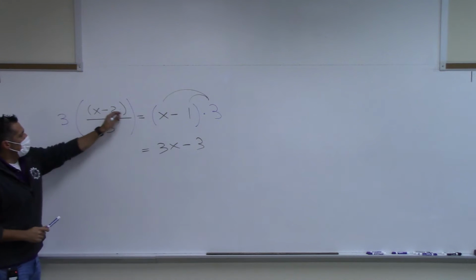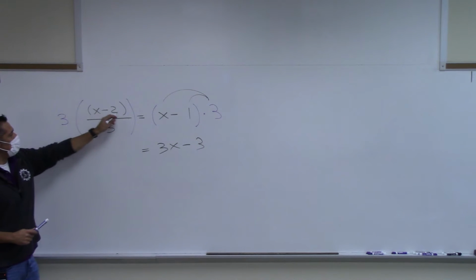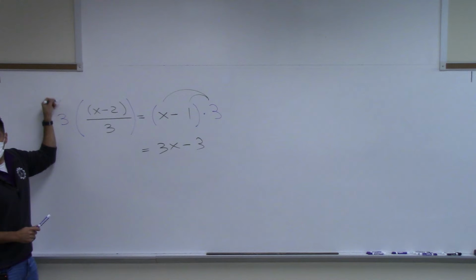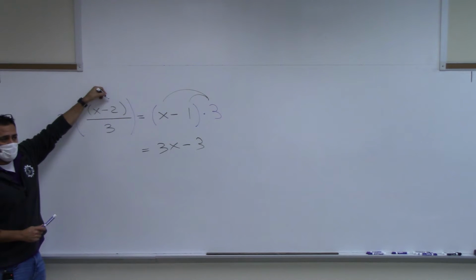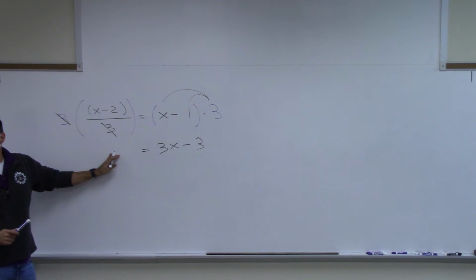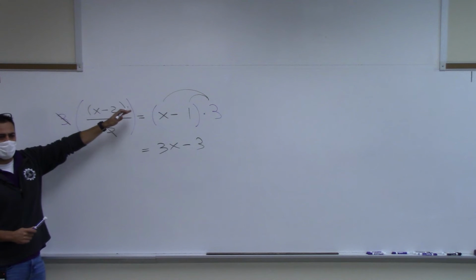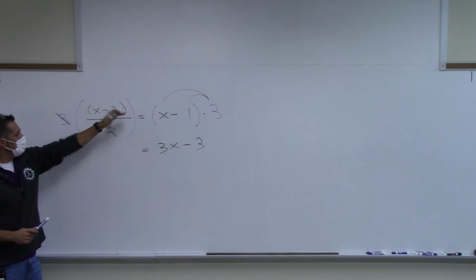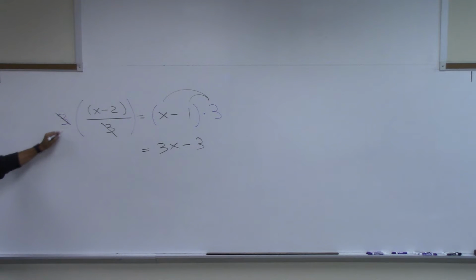Because this x minus 2 is in parentheses, you could distribute the 3 through. You could do that, all right? But the better option is to just cancel the 3's, and then there's no distribution required. Do you understand why that cancels? Right? Because that's like a 3 over 1 common factor. You cancel it out.